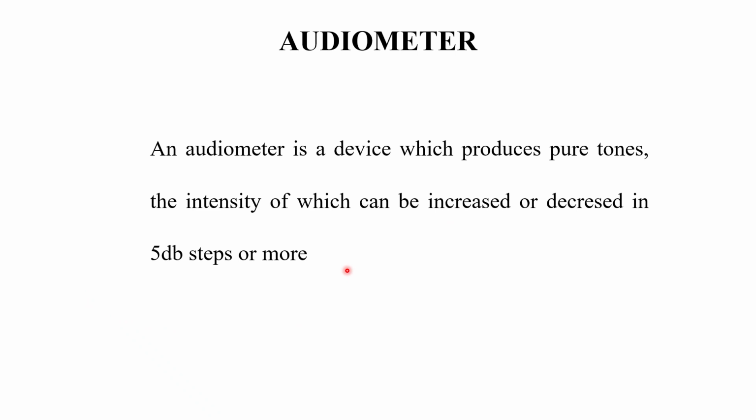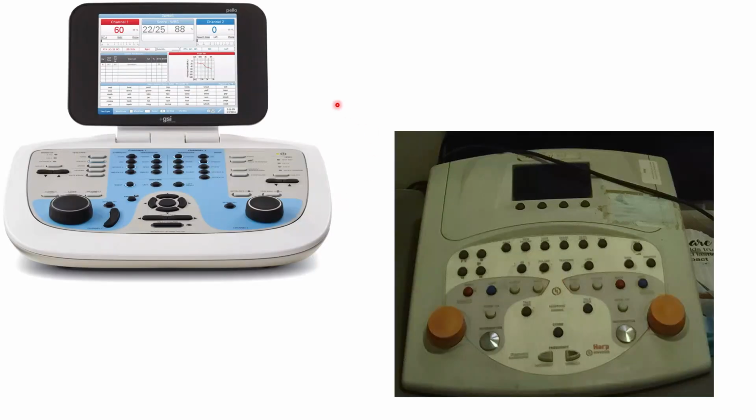What is an audiometer? An audiometer is a device which produces pure tones, the intensity of which can be increased or decreased in 5 decibel steps or more. So these are two different types of audiometer. This is the new audiometer device with much more multi-functions and a screen attached on it, while this one has a screen, but it's very small, and it's an old audiometer, but both will serve the purpose.